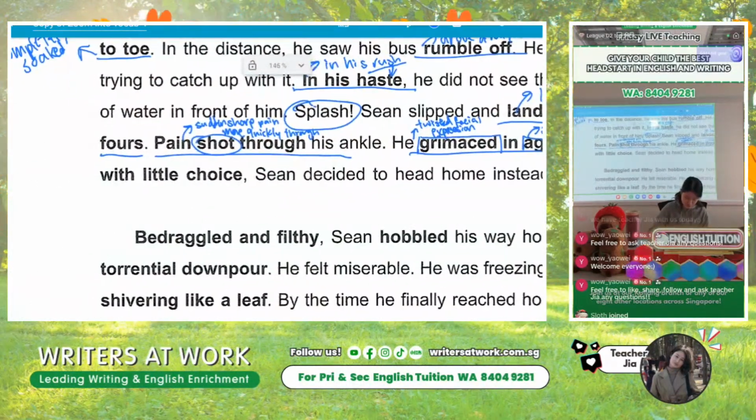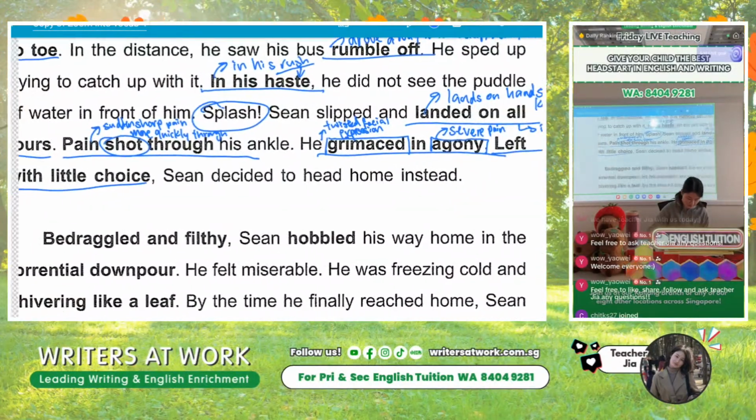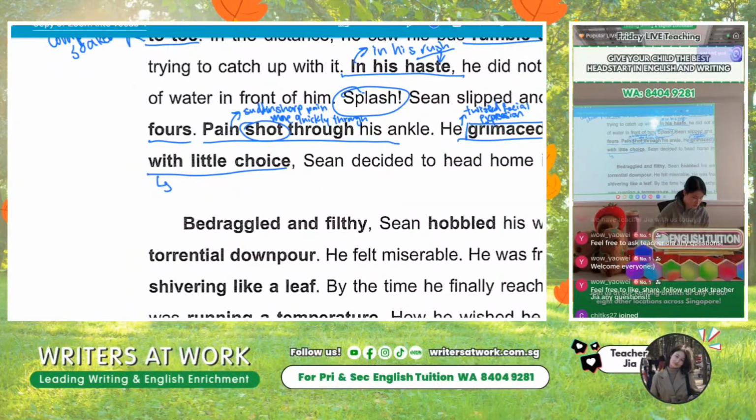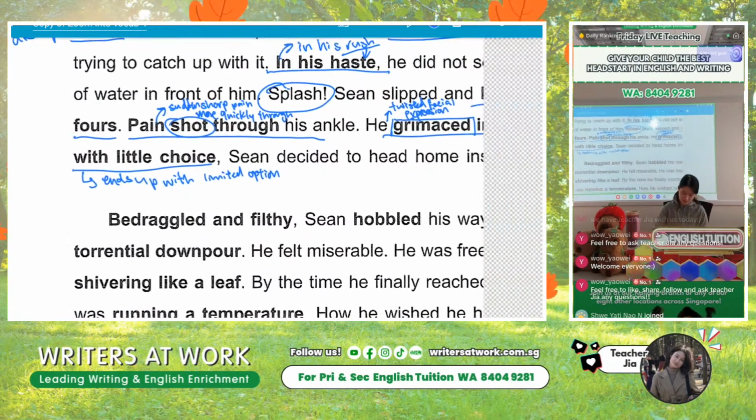Left with little choice, okay? When you're saying that someone is left with little choice, you mean that for whatever reason, due to whatever situation, someone ends up with limited options. You could use this phrase in a situation where someone made the wrong decision, there was a misdeed, someone misbehaved, and now they're left with little choice but to face the consequences of what they did. Okay, so that's one way.